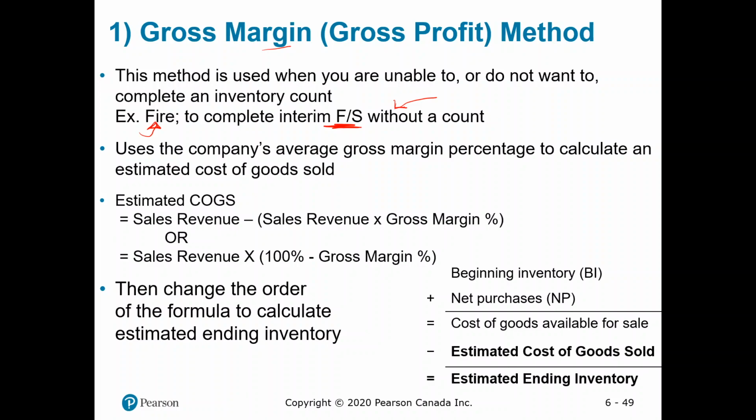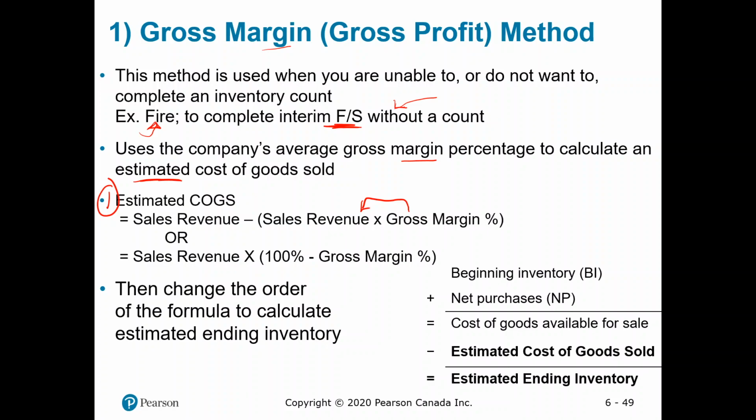This method uses the company's average gross margin percentage, so we looked at that in the last video, and it uses that to calculate what the estimated cost of goods sold is. And then once we estimate cost of goods sold, we can calculate what our ending inventory is. So this is step one. We estimate the cost of goods sold first. So you have to figure out what your cost of goods sold is by using this gross margin.